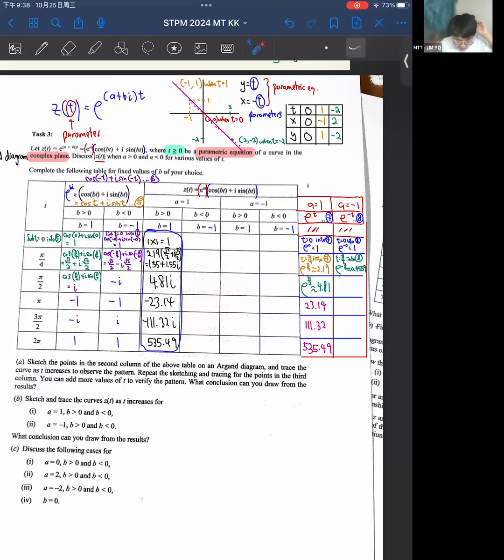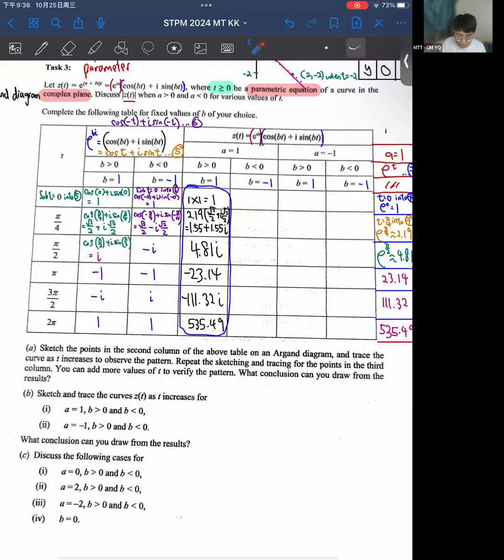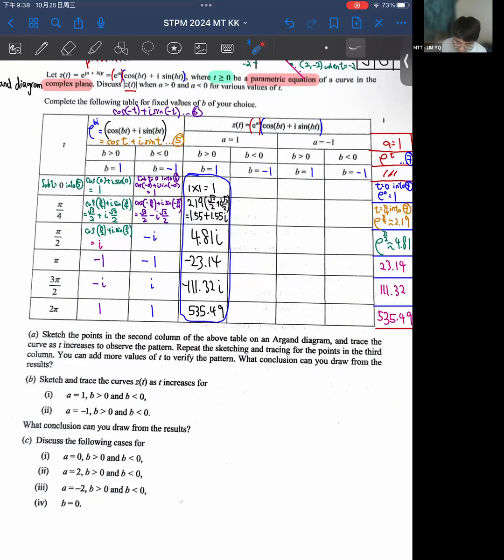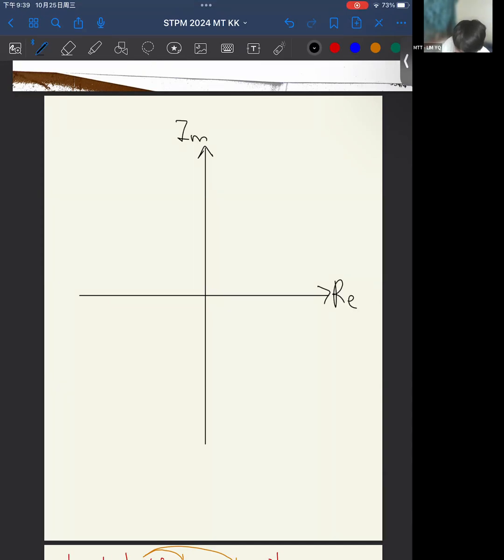Sketch the point in the second column. Okay, we do A first. Part A, sketch the point in the second column of the above table on an Argand diagram and trace the curve as t increases. Observe your pattern. Actually, it means you plot on an Argand diagram. This is your Argand diagram. I put it very big. I want you to see. Argand diagram, real part, imaginary part.